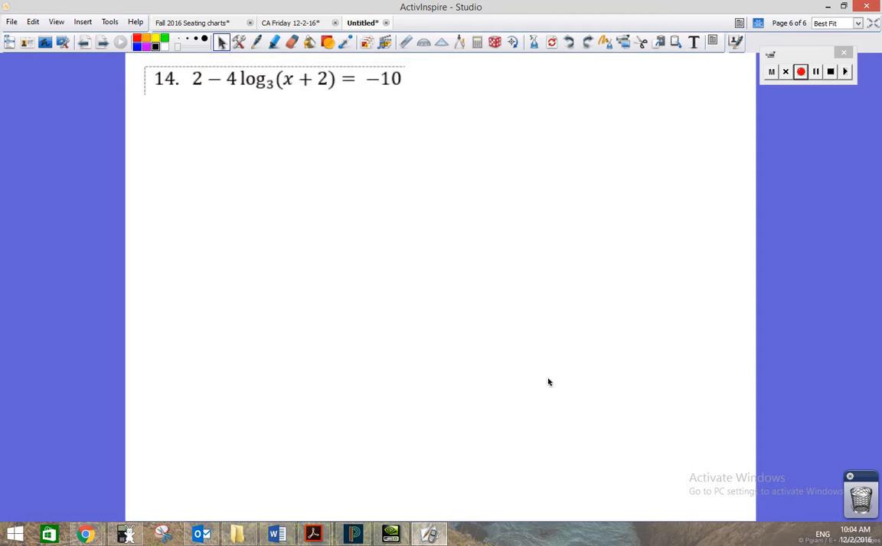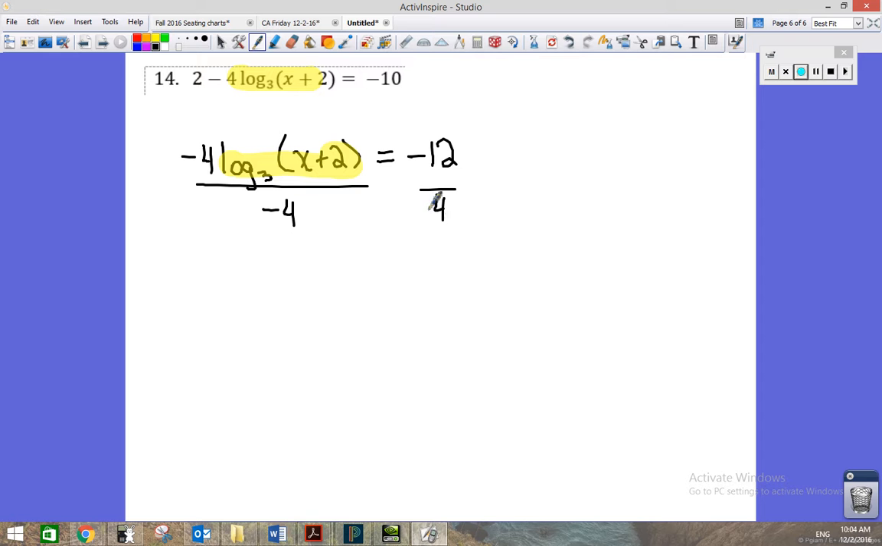Alright, so let's take a look at this next one. Now it's a log equation. On the left-hand side I have 2 terms. The term of interest is this one that has the variable. So let's subtract 2 from each side to get this term by itself. If I subtract 2, I have a negative 12. So on the left-hand side, I have 2 factors. The second factor has my variable. I need to get rid of this negative 4 by dividing both sides by negative 4.